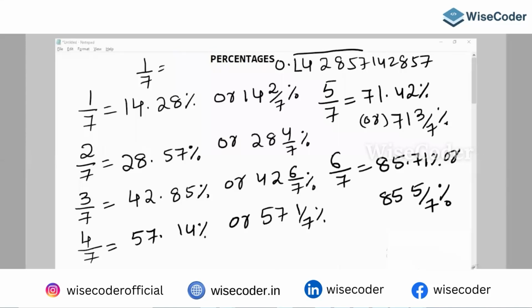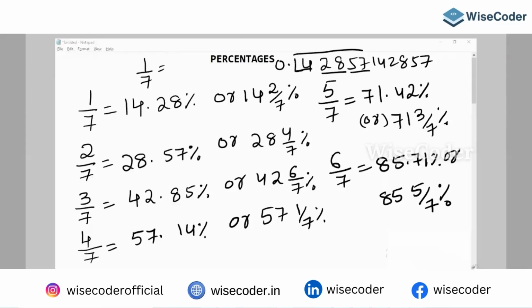7 2s are 14. 14 2s are 28. 28 2s are 56, but for this session, remember it as 57. Once you remember 7 2s are 14, 14 2s are 28, 28 2s are 57, you can write all the values. So this is all about 1 by 7. Pause the video and write down all the values.